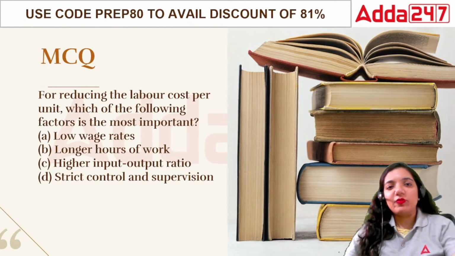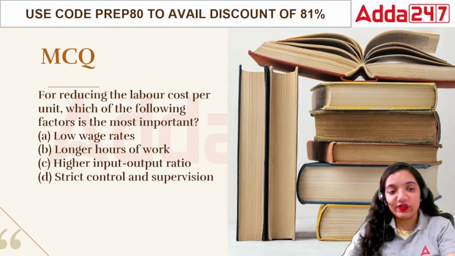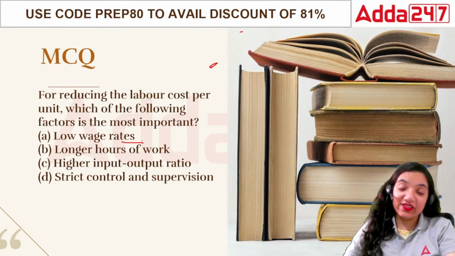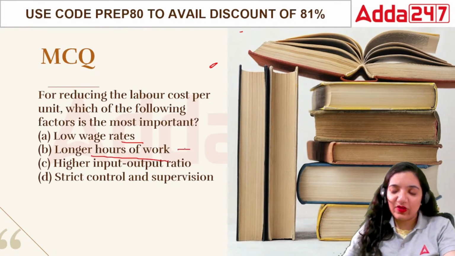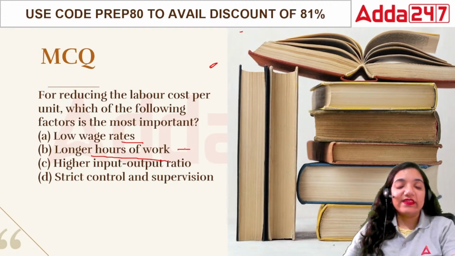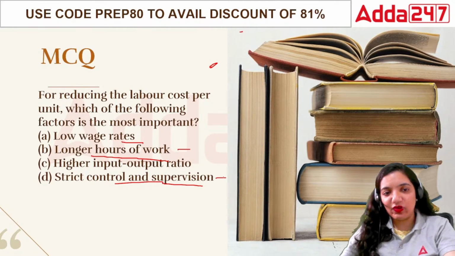Okay, so when we talk about the answer for reducing the labor cost, you're trying to reduce your labor cost. This can be done by paying them less. If you pay them less, why would they stay in the organization? Long hours of work, you will have to pay the overtime in that case. Strict control and supervision, this will make sure that the people will run away from the organization.